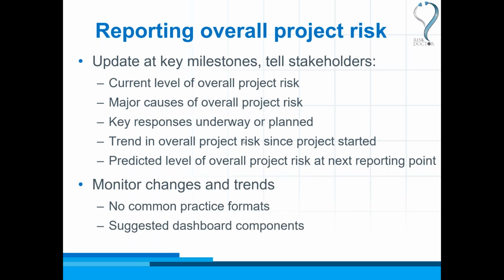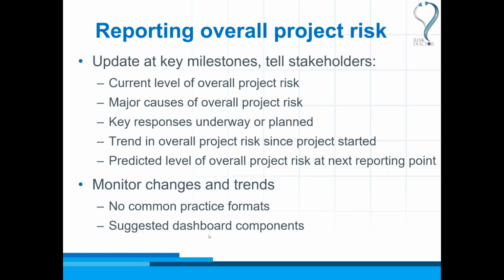The problem with this: it sounds logical. Where are we? Where does it come from? What are we doing? Which way is it going? And where do we expect to be next time? We don't actually have any good ways of expressing that. There are no standard formats for expressing or reporting overall project risk. And so I'd like to suggest just a couple of things that we might include when we're reporting overall project risk to our key stakeholders.